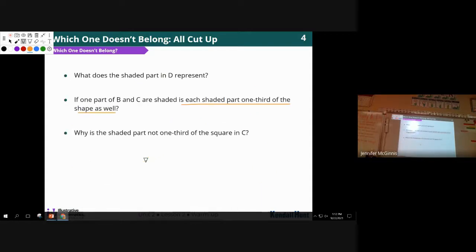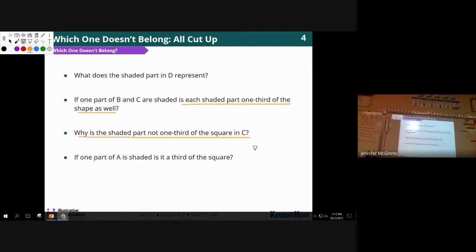Why is the shaded part not 1/3 of the square in C? Nikki Schaefer: Because it's not equal. Because it's not equal parts. Very good.